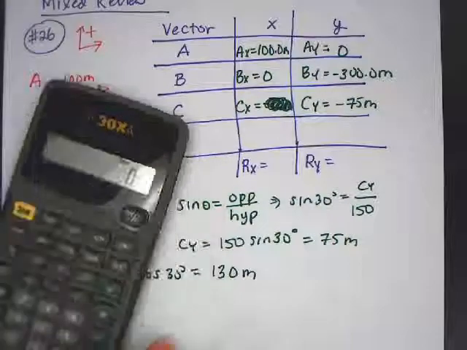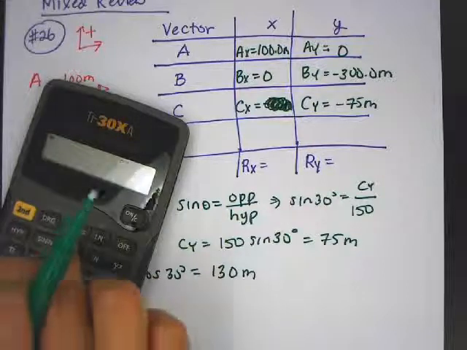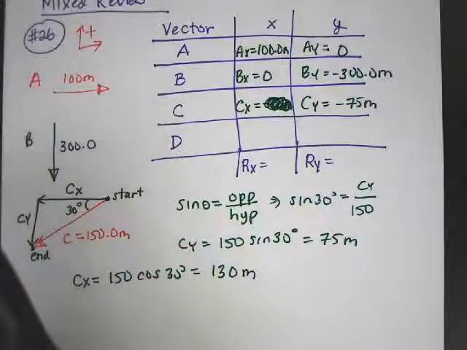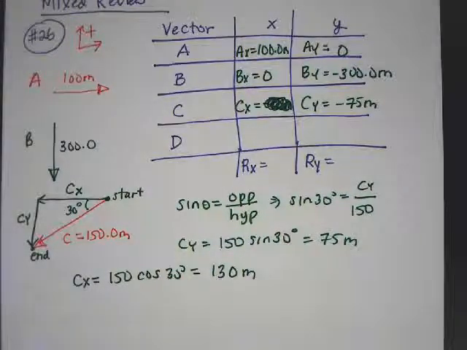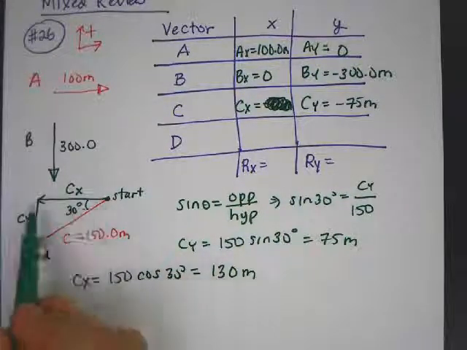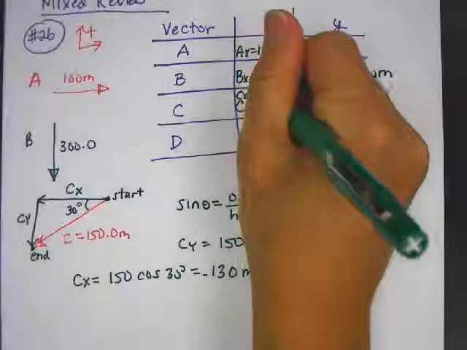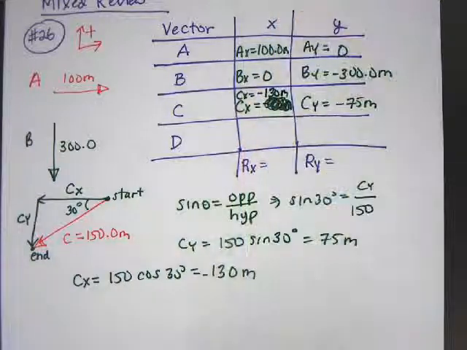So it's going to be 150 times cosine of 30 equals 129.9. So I rounded that to 130. Now this again goes to the left, so this is also negative. So CX is negative 130 meters.